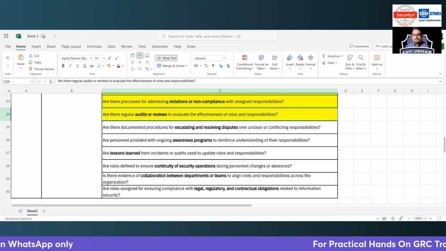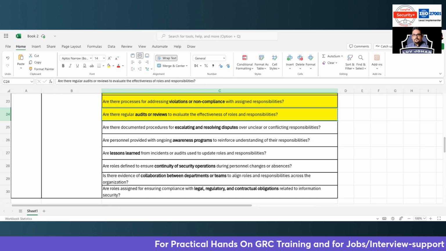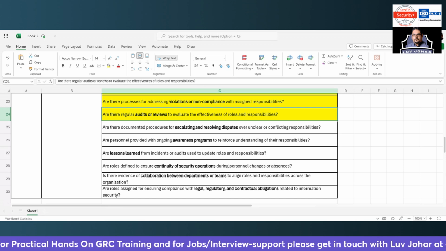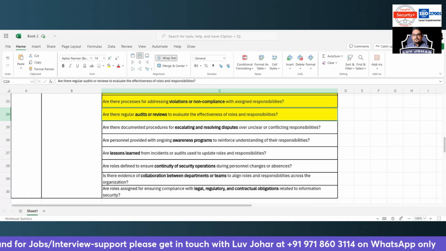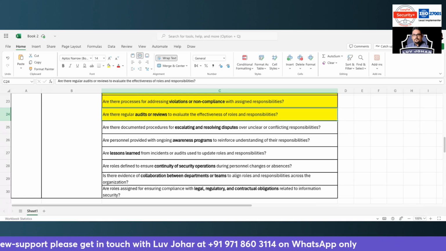See, roles and responsibilities are a very important factor for information security to happen. Because if people are not following roles and responsibilities, and there is no clear segregation of duties, then you will always have incidents here and there, and you will not be able to control them. So that's why this control is very important.